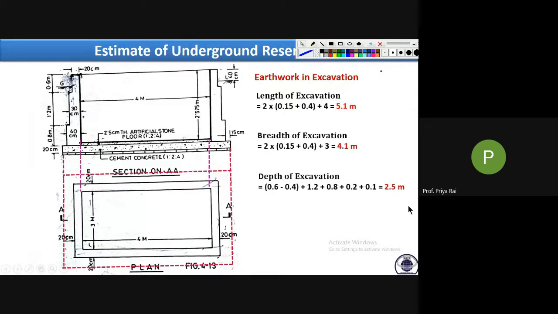Okay, and depth we have calculated 2.5. So for our earthwork in excavation, all data we have: length also, breadth also, depth. So while estimating, we will just simply put these values in the estimate chart.